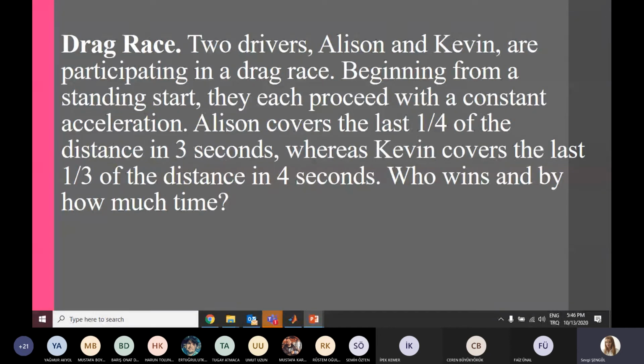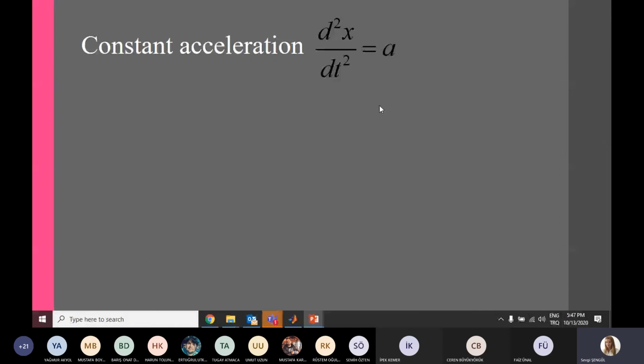What you know is that Alison covers 1/4 of the distance in 3 seconds, and Kevin covers 1/3 of the distance in 4 seconds, with constant acceleration. Why am I writing that? Because we know that acceleration is the second derivative of position with respect to time, right? So if it is constant, then a is d squared x over dt squared, because this is also dv/dt. This equals d squared x over dt squared.